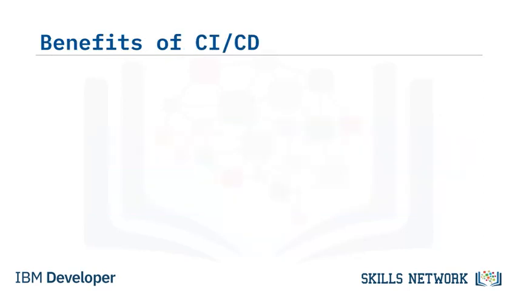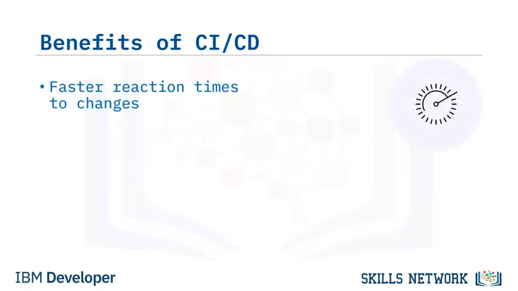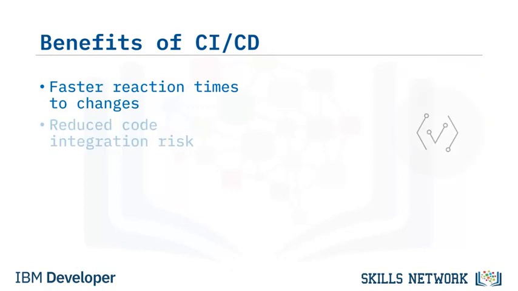There are several key benefits to CI/CD. The first benefit is that you'll get faster reaction times to code changes. You're no longer waiting to see the effects of a change. It automatically gets built and tested and deployed. You'll also get the benefit of reduced code integration risk. The more often you integrate, the less time there is for change. So integrating more often means less risk of something breaking.